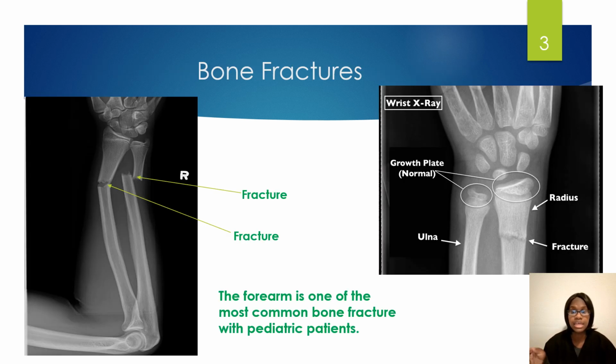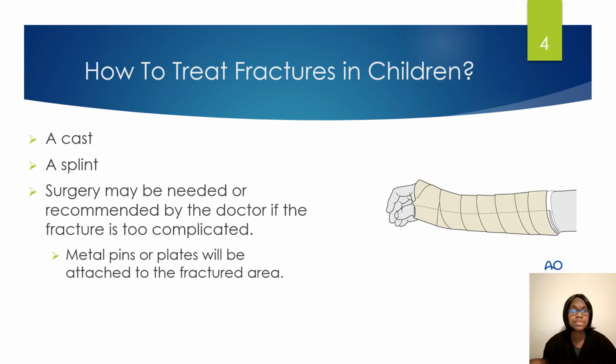And then I have another image just showing the fractured bone. And it's saying that the forearm is one of the most common bone fractures with pediatric patients. So if you are an x-ray tech or a CT tech and you have a lot of pediatric patients come in, pay attention to see where the most common fractures are or what area you see is getting fractured the most whenever you are performing your x-rays or CT scans or even MRI scans.